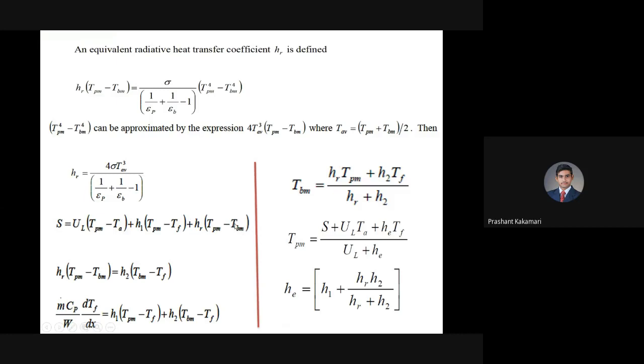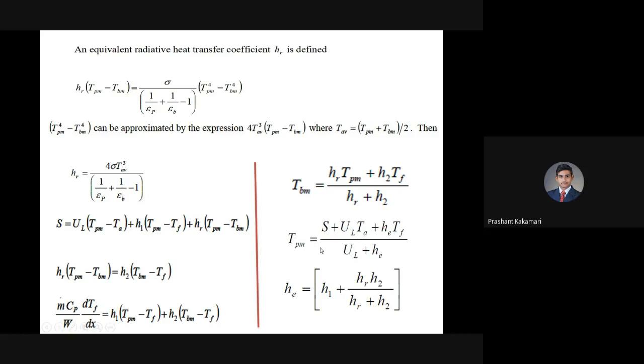Once you substitute, in this equation we are finding H1, HR, and in this TBM we have HR. So those HR, H2 terms will all be combined here. So the effective heat transfer coefficient, after simplification, you will get (H1 plus HR) by HR H2 divided by HR plus H2. We can replace these terms with HE just to simplify, by substituting TBM from this equation and TPM also, so that you can find the HE term.